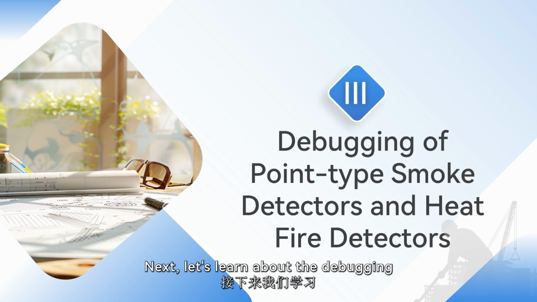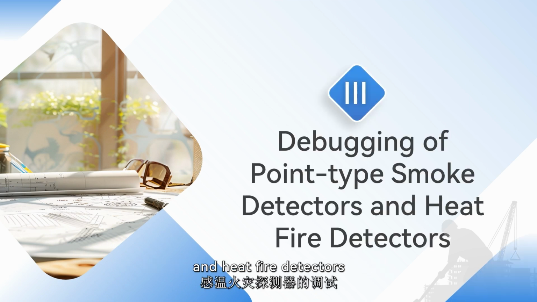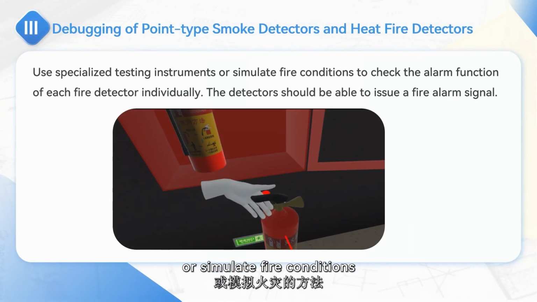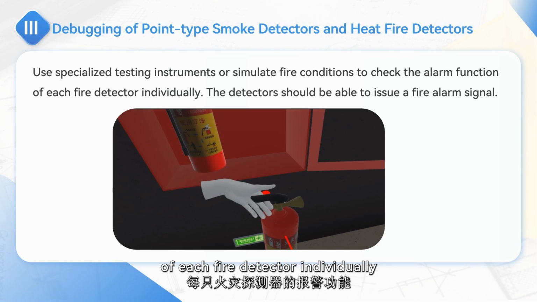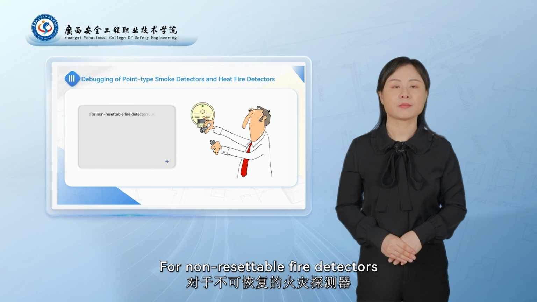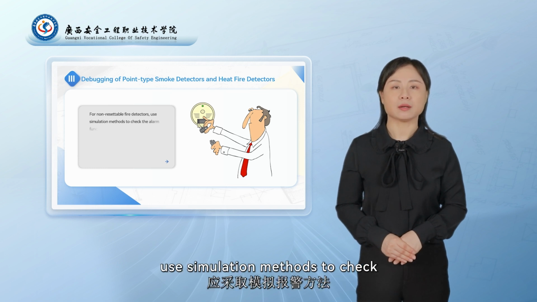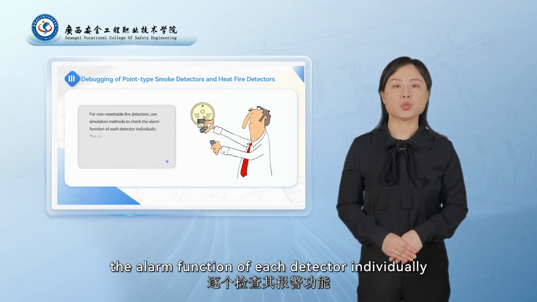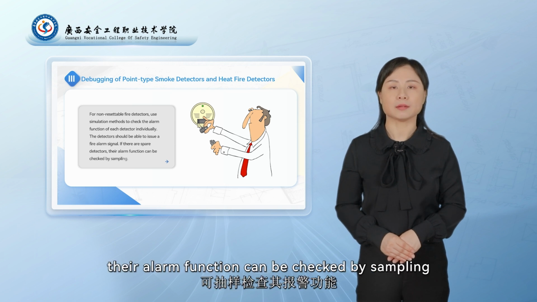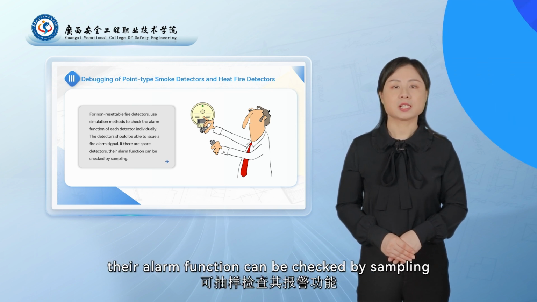Next, let's learn about the debugging of point-type smoke detectors and heat fire detectors. Use specialized testing instruments or simulate fire conditions to check the alarm function of each fire detector individually. The detectors should be able to issue a fire alarm signal. For non-resettable fire detectors, use simulation methods to check the alarm function of each detector individually. The detectors should be able to issue a fire alarm signal. If there are spare detectors, their alarm function can be checked by sampling.